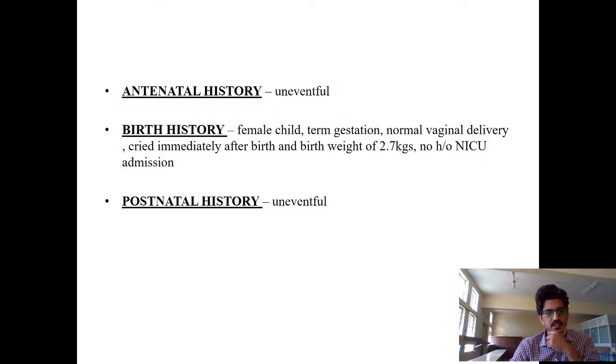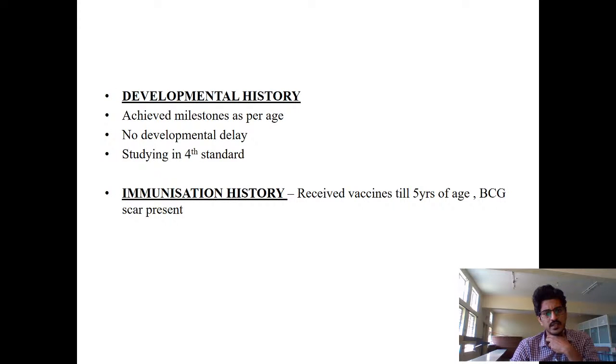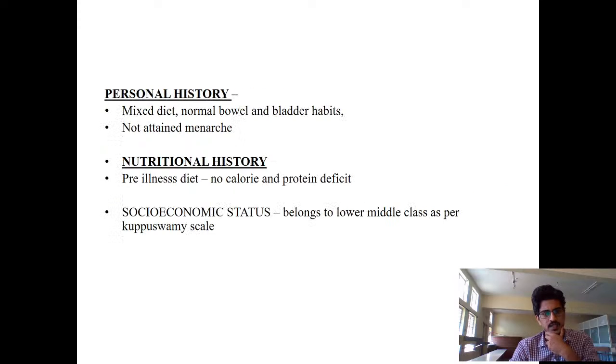Antenatal history and postnatal history are uneventful. Birth history: female child, term gestation, normal vaginal delivery, cried immediately after birth, and no history of NICU admission. Developmental history: achieved milestones as per age, no developmental delay, studied in 4th standard. Immunization history: received vaccines till 5 years of age, BCG scar is present. Personal history: mixed diet, normal bowel and bladder habits, and has not attained menarche.